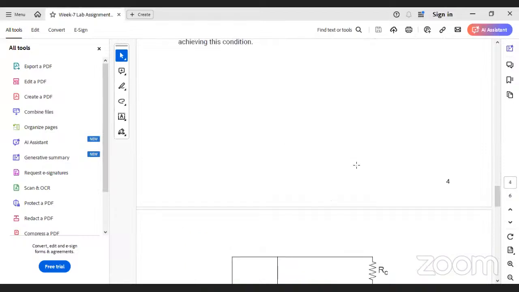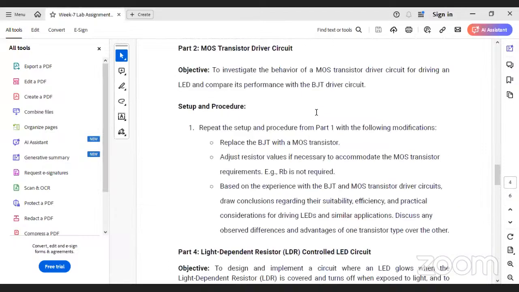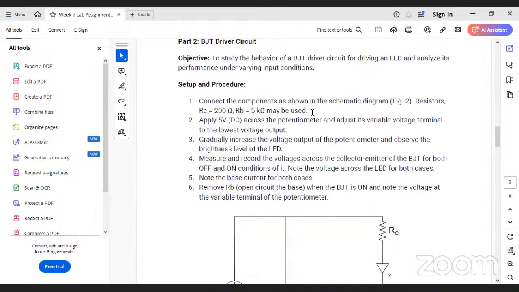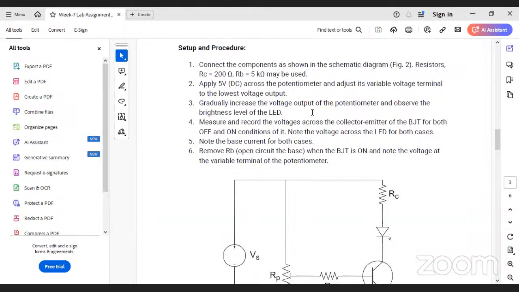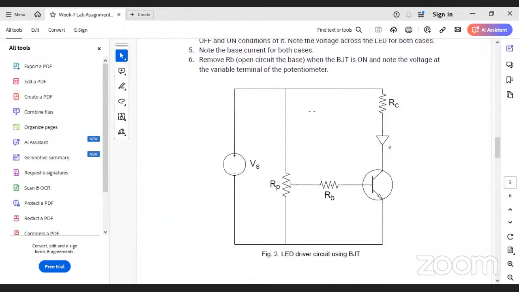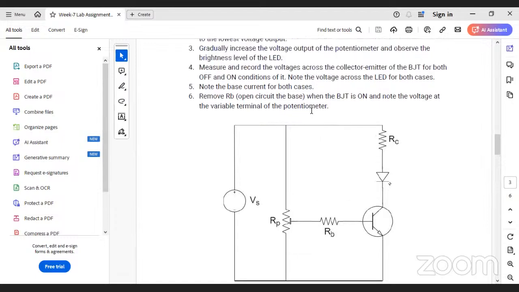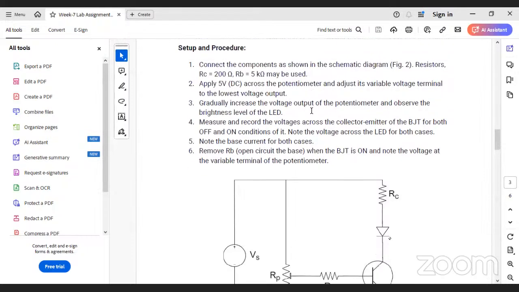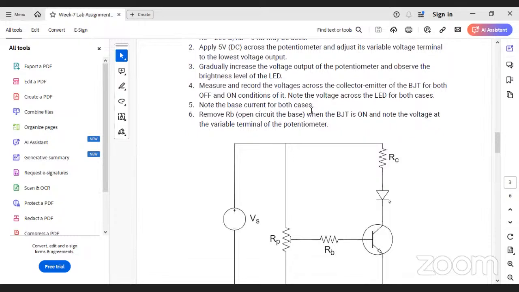Ma'am, please explain part two. Yeah, part two. That is the BJT driver circuit. You are not audible to me properly. Ma'am, BJT driver circuit, part two. Okay. Yes, yes. What is your question? Ma'am, please explain. We have to connect the components as per the diagram, ma'am. Yes, you have to.